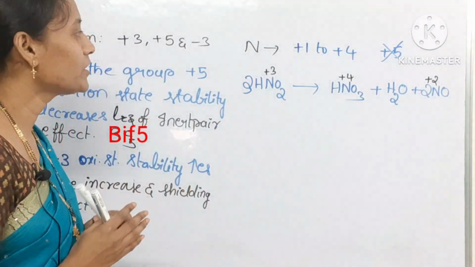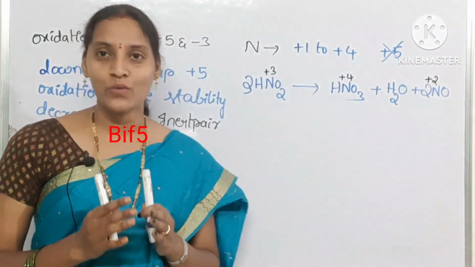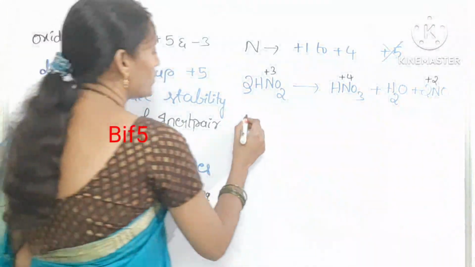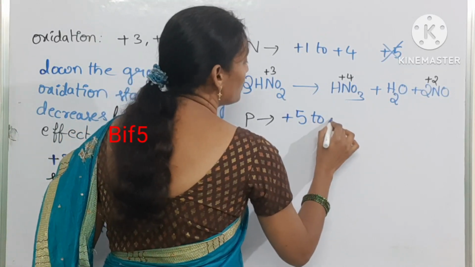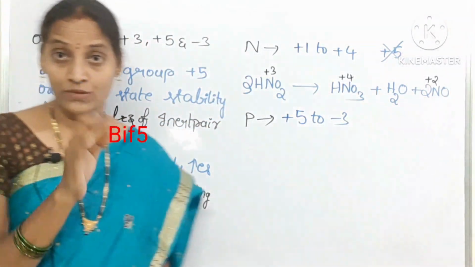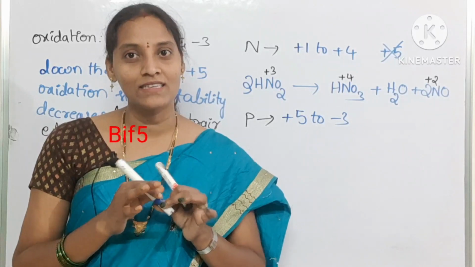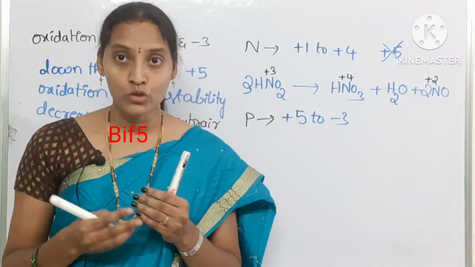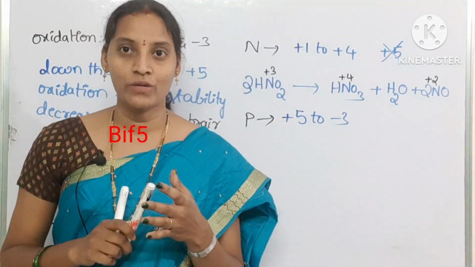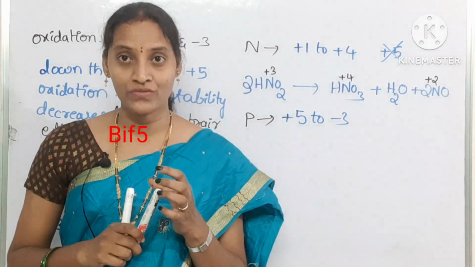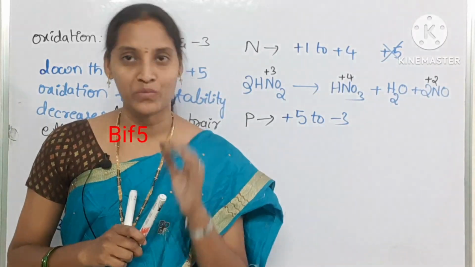Next, coming to phosphorus. Phosphorus can show all possible oxidation states between +5 to -3, in acidic and basic medium, that means alkaline and acidic medium. Then for arsenic, antimony and bismuth, the most stable oxidation state for all these three elements is +3 only.